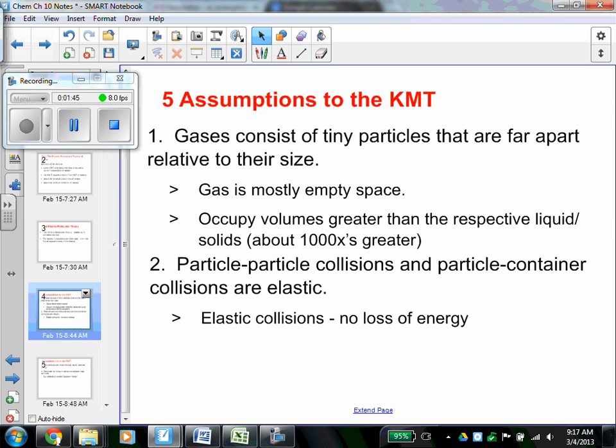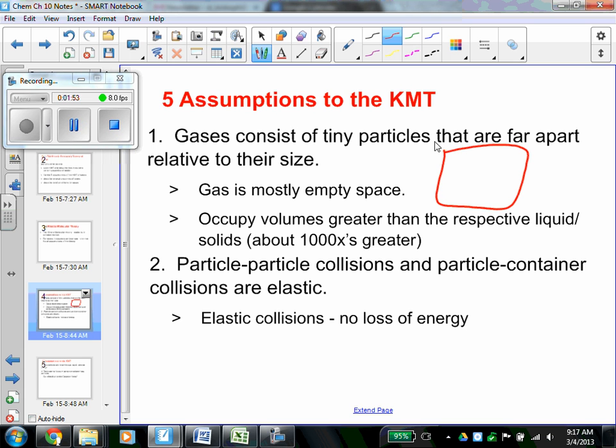All right, the first one is pretty simple. If I would consider a gas, a three-dimensional block or volume of gas, I am going to assume that these gas particles are very small with tremendously large spaces between them in respect to their size. So gas particles are very, very small. The gases are mostly empty space, and we would expect that the volumes are greater than their respective liquids.